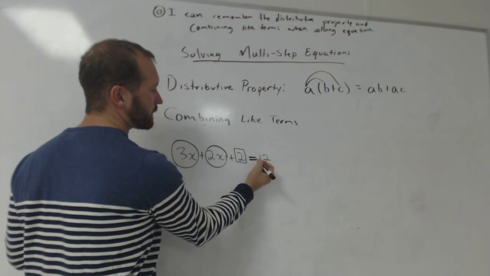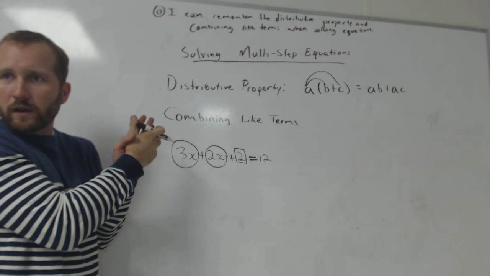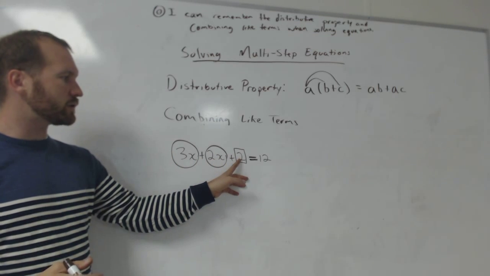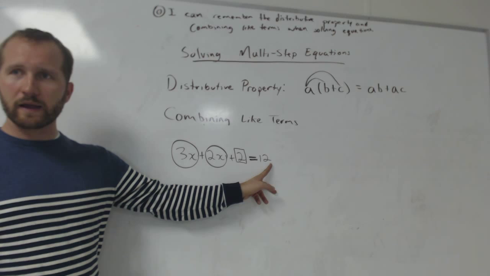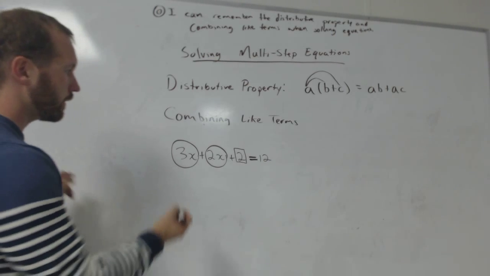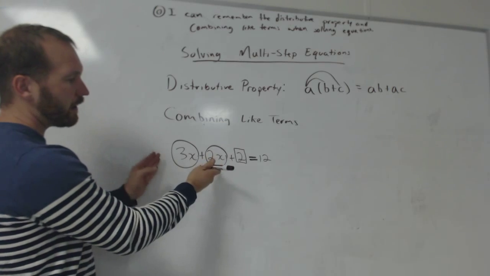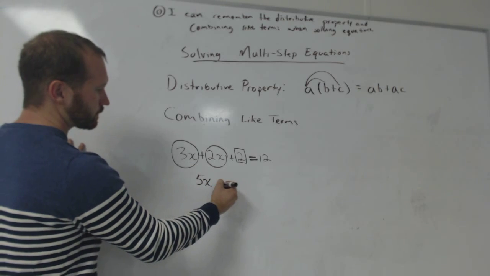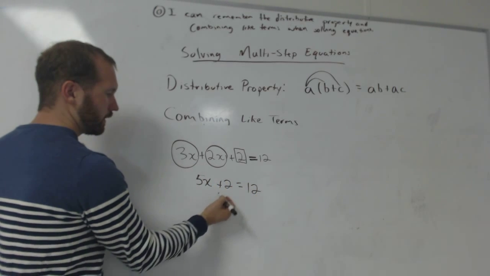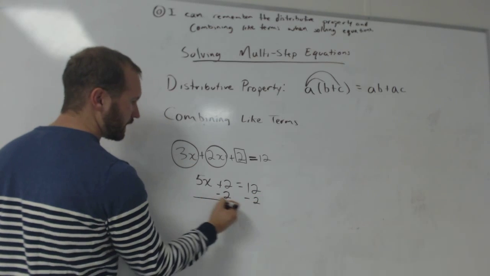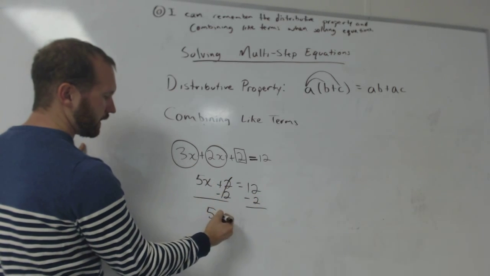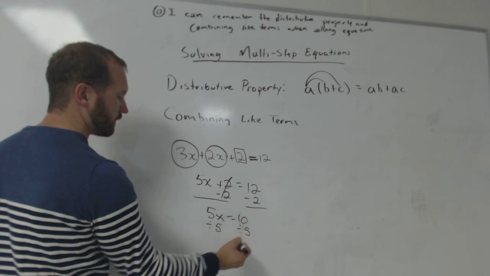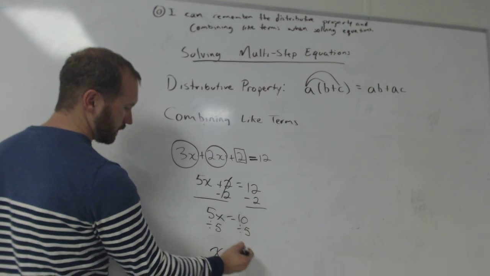So when I'm combining like terms in an equation, I'm only doing it on one side of that equation. I'm not going to try to combine the 2 over here with the 12 over on that side. So 3x plus 2x are like terms that are on the same side of the equation. So I can combine those to make 5x plus 2 equals 12. And then you can subtract 2 from both sides of that equation. That gives you 10. So 5x equals 10, and then you divide both sides by 5, and x equals 2.